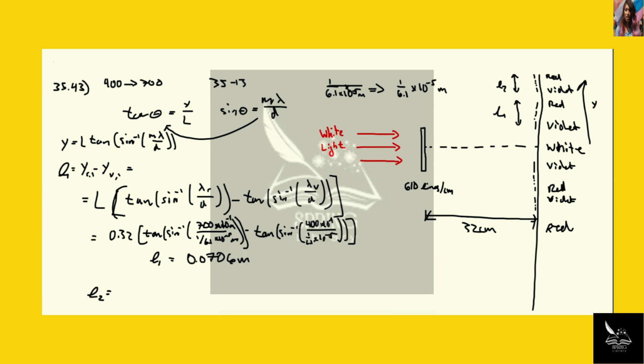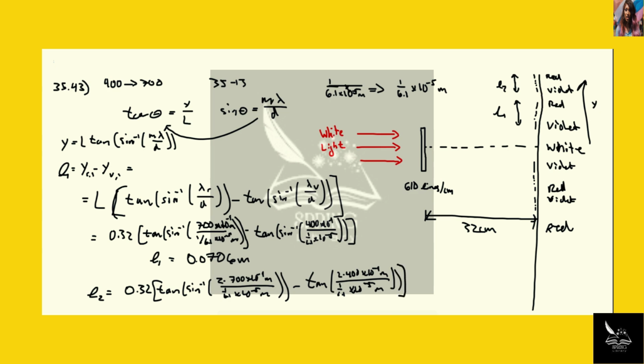Now let's do the same thing for L2. L2 is going to look very, very similar, but there's going to be an extra factor of 2. That is all the difference here. It's 2 times 700 nanometers over 1 over 6.1 times 10 to the negative 5 meters, and then let's subtract off the violet term, 2 times 400 nanometers over the same d. And then we can just plug this in.